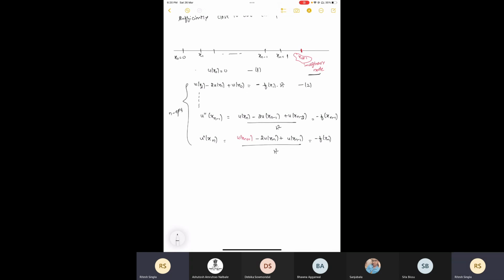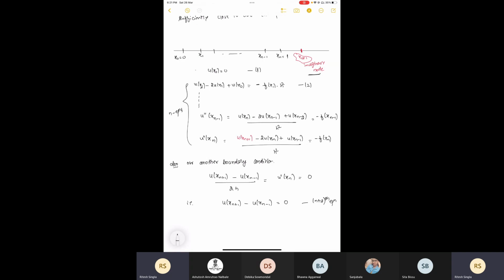This is one more equation, and also our other boundary condition, which says u of xn plus 1 minus u of xn minus 1, upon 2h, which is u prime of xn, is also equal to 0. That is, u of xn plus 1 minus u of xn minus 1 is equal to 0. So this is your equation number n plus 2.